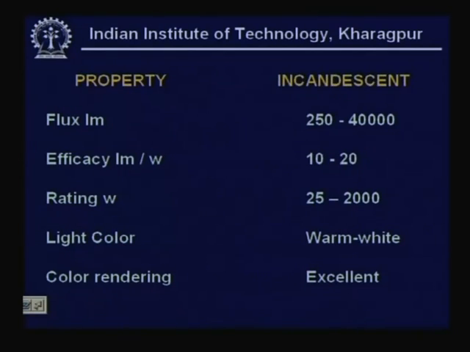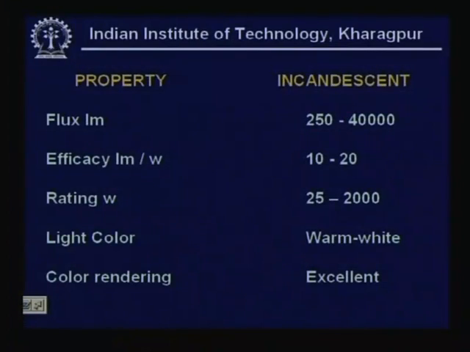Having said so much, we can look at the various properties of the discharge lamps covered so far, that is the sodium vapor lamp, mercury vapor lamp and the incandescent. We need to compare it with incandescent lamp for one simple reason, that incandescent lamp gives a continuous spectrum which is very close to the natural light.